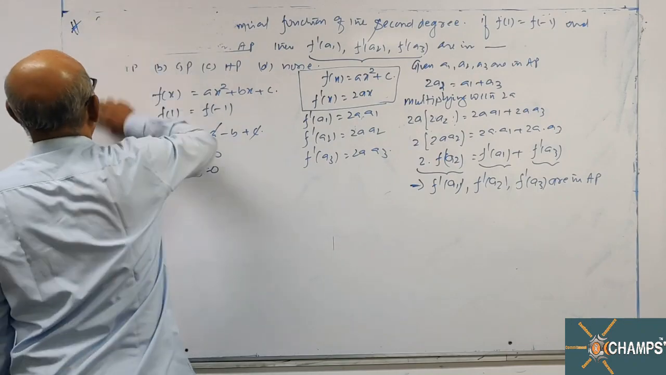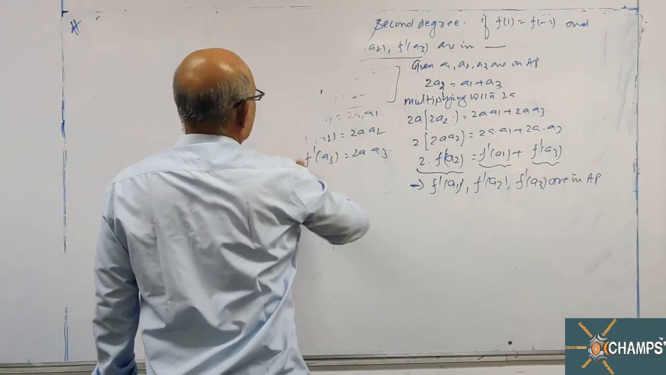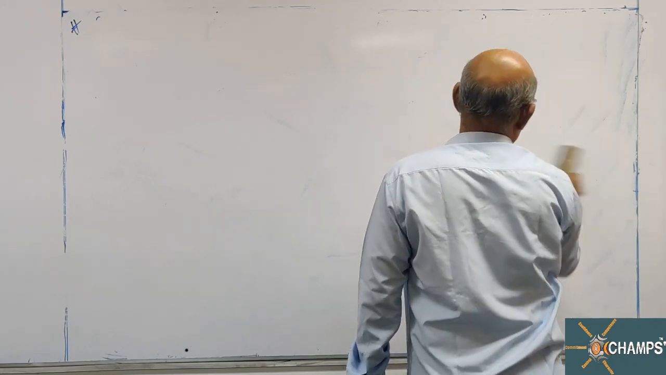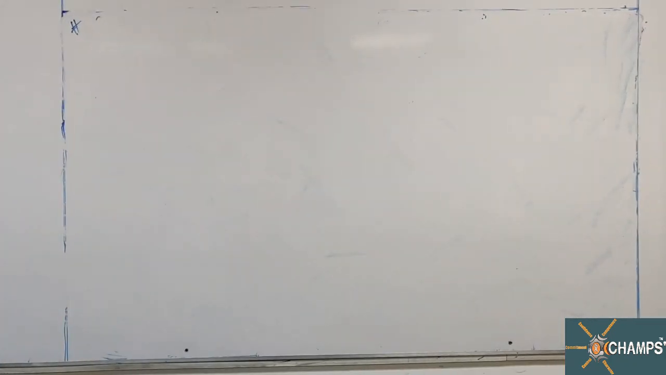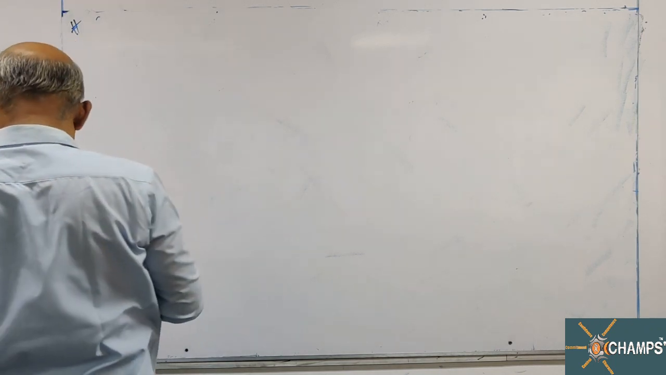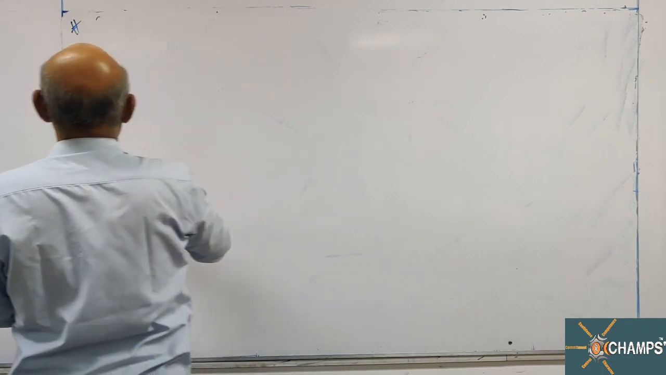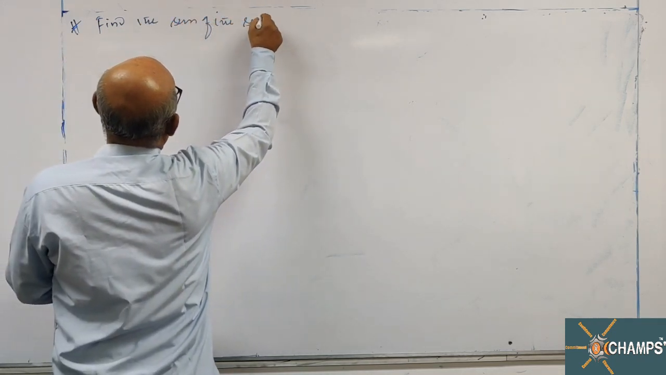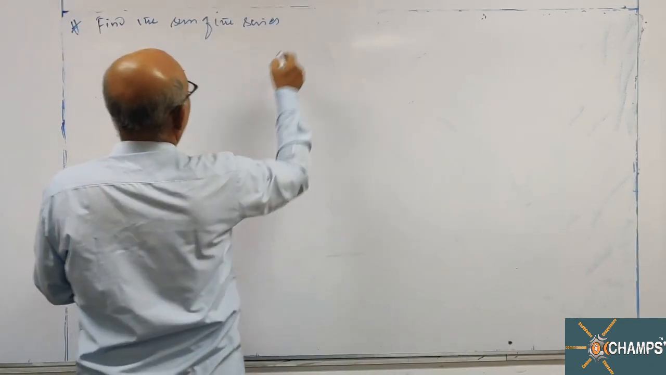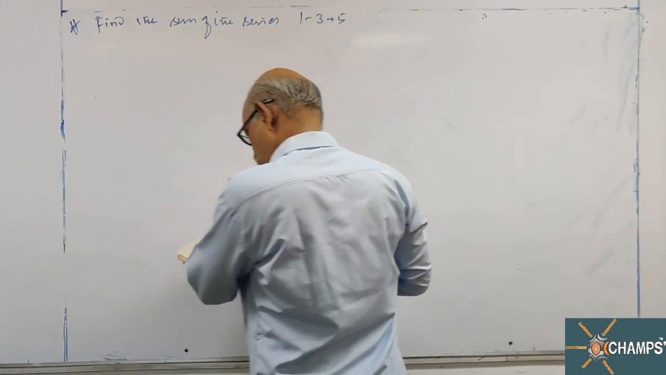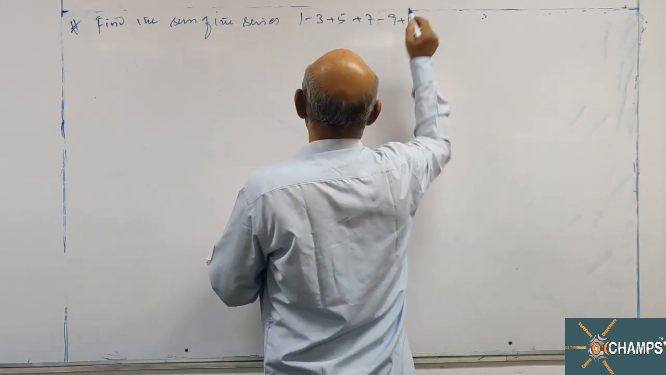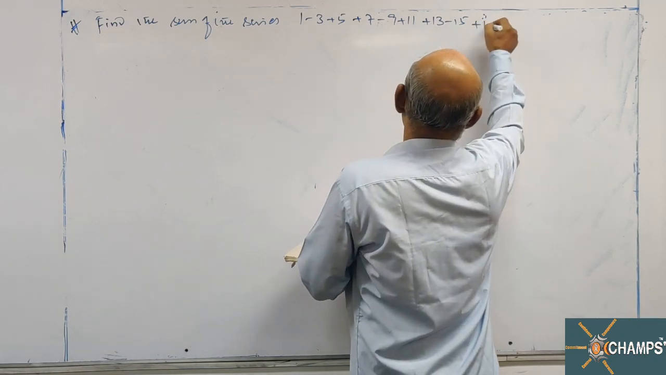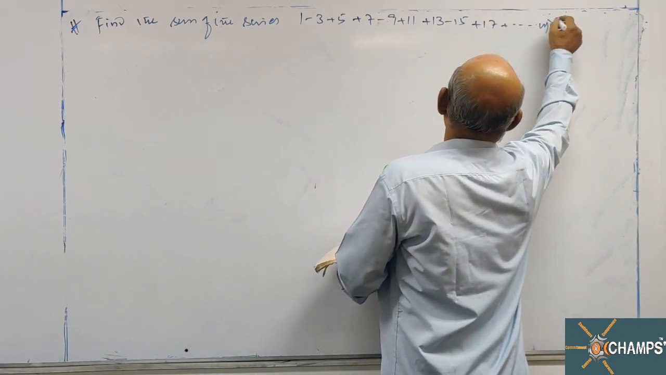Next question. Find the sum of the series 1 minus 3 plus 5 plus 7 minus 9 plus 11 plus 13 minus 15 plus 17 and so on, up to 3n terms.